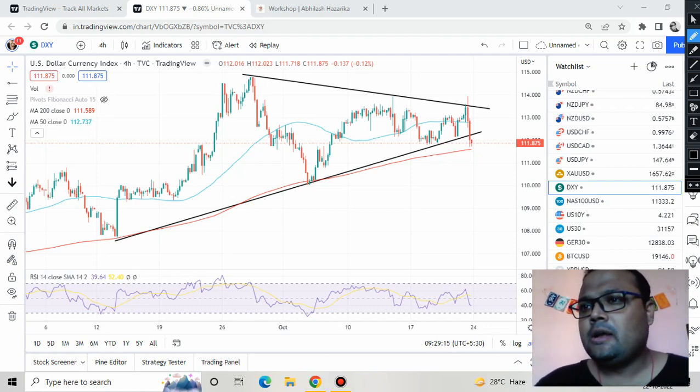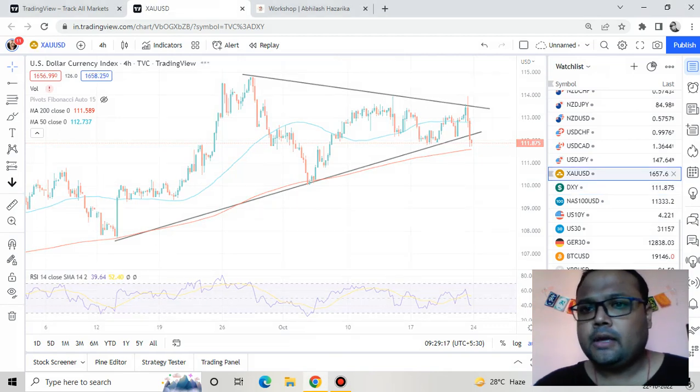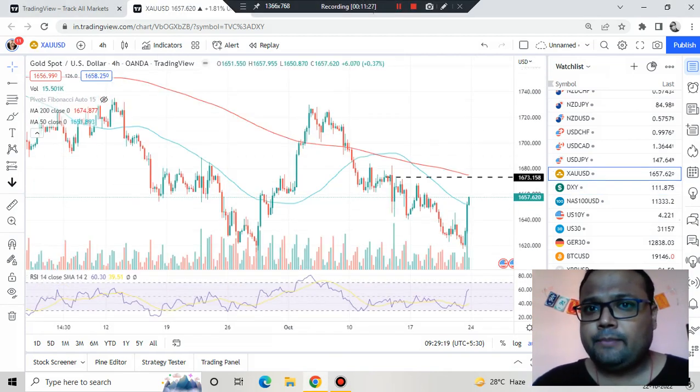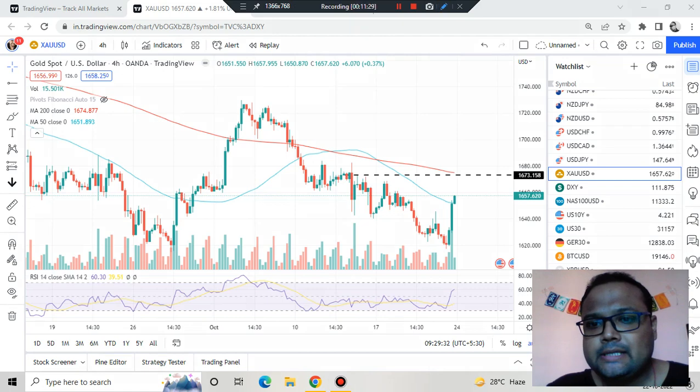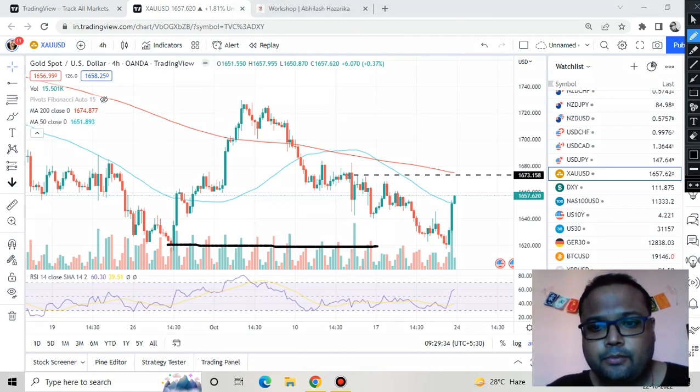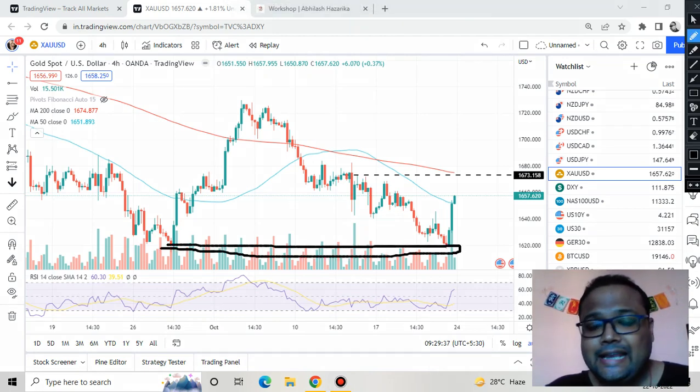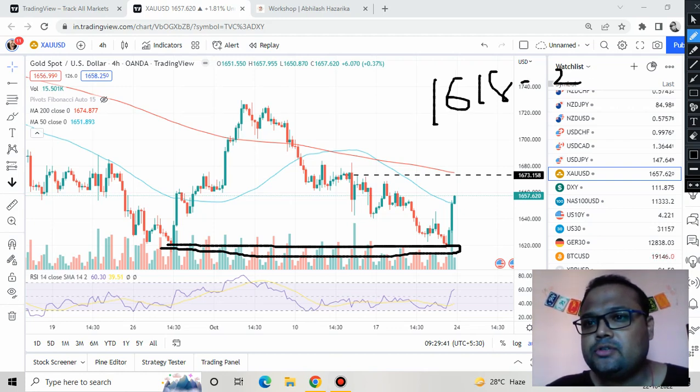Let's wait and watch. But for the chart of gold, again, keep in mind right now we don't have any proper support. The best support is around 1618, 1620 level.